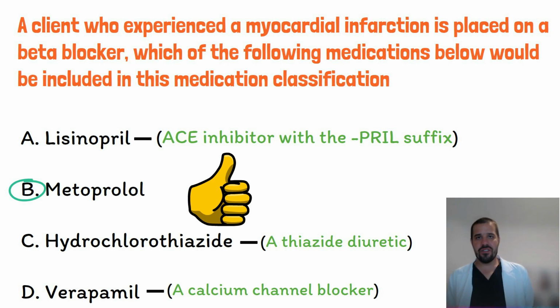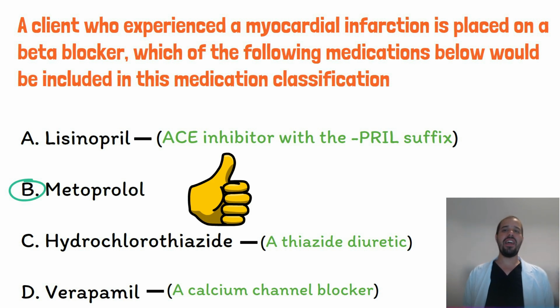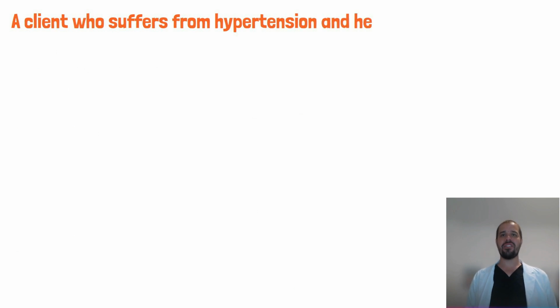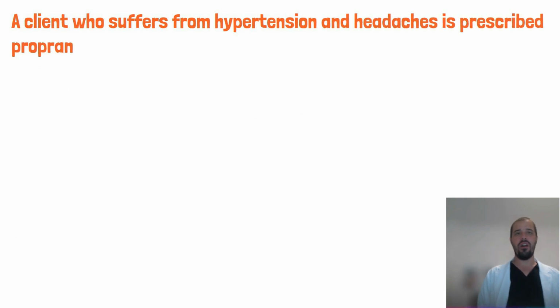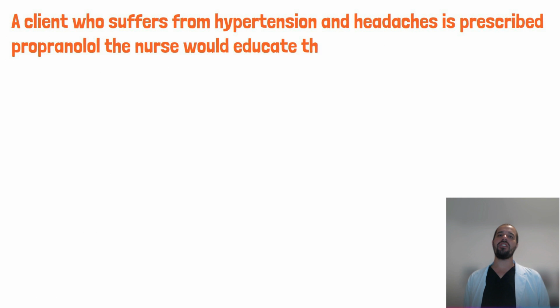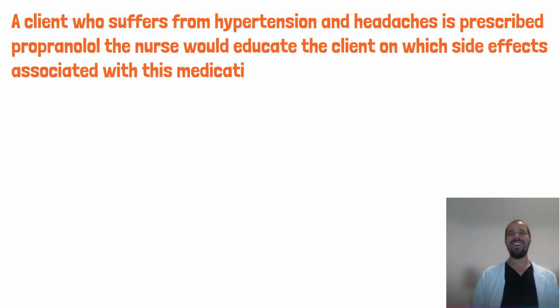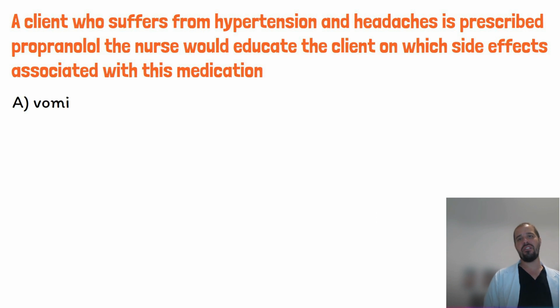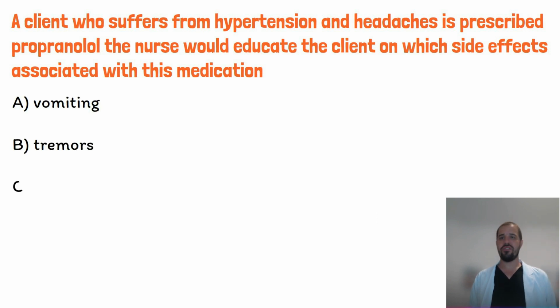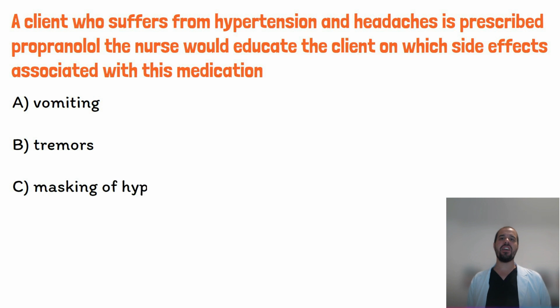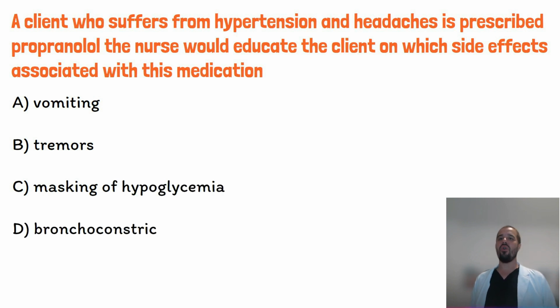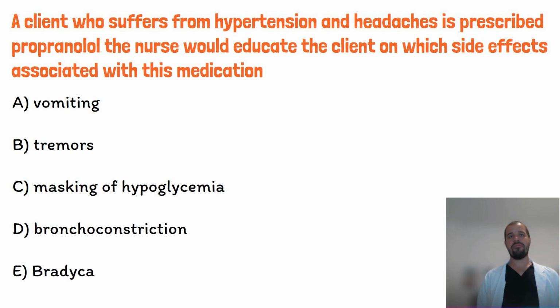The last question we will do together is a select all that apply. And this question reads, a client who suffers from hypertension and headaches is prescribed propranolol. The nurse would educate the client on which side effects associated with this medication. Is it A, vomiting, B, tremors, C, masking of hypoglycemia, D, bronchoconstriction, or E, bradycardia?